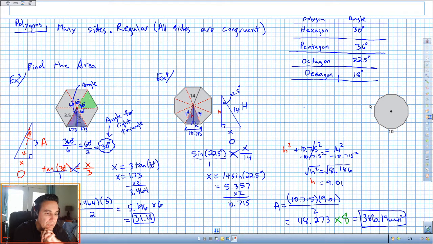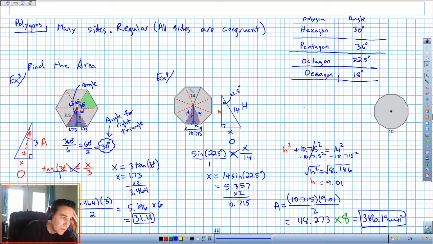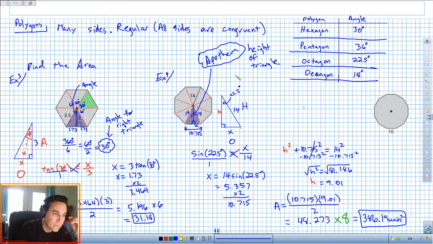Okay. So we always need the base. We always need the height. Oh, there's a special word for this height. They don't like people to get confused, so they have a name for this height. This height right here is called the apothem. That is the height of the triangle. We call that the apothem. So if you see the word apothem when you're doing the homework, that just means the height.